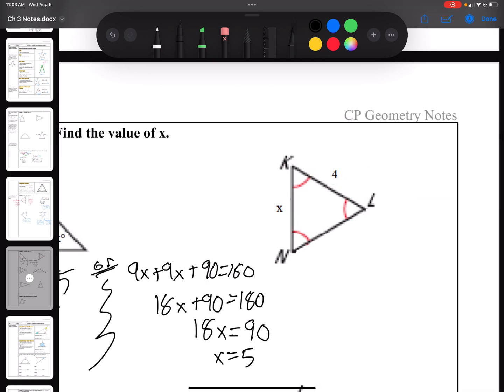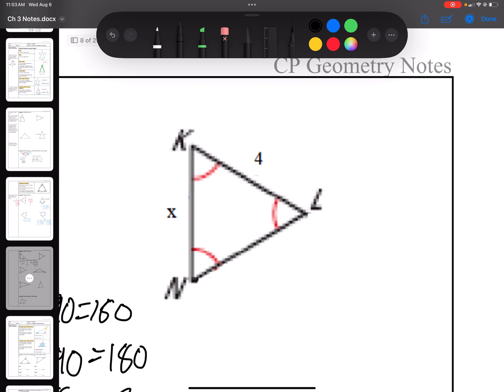In this triangle, I notice all three angles are equal. They all have an arc mark, which means all three sides have to be equal, which means x equals 4.